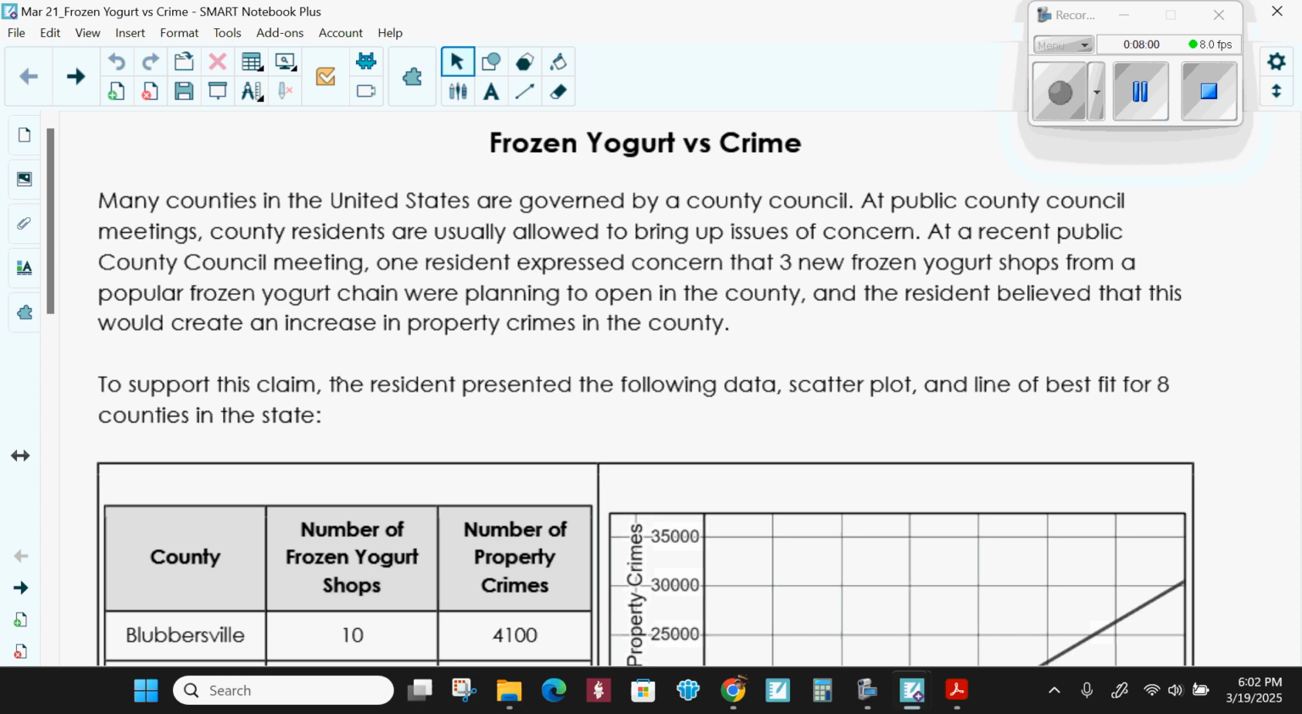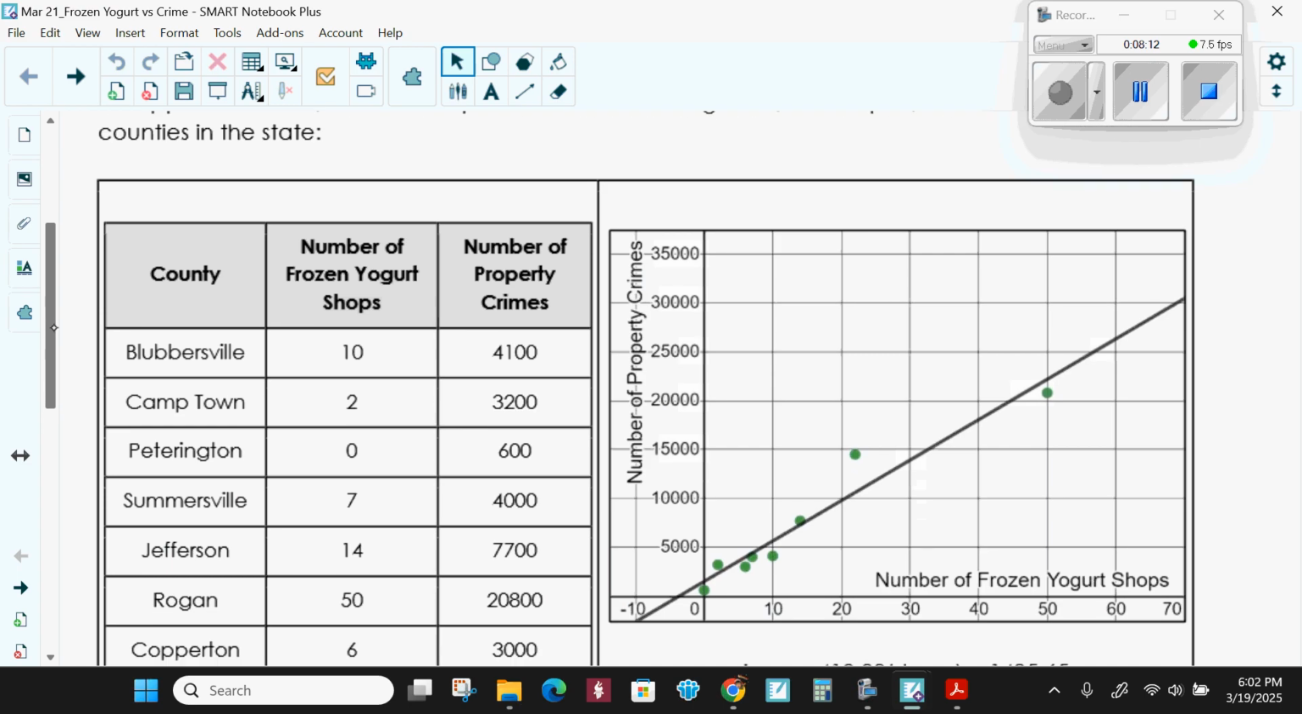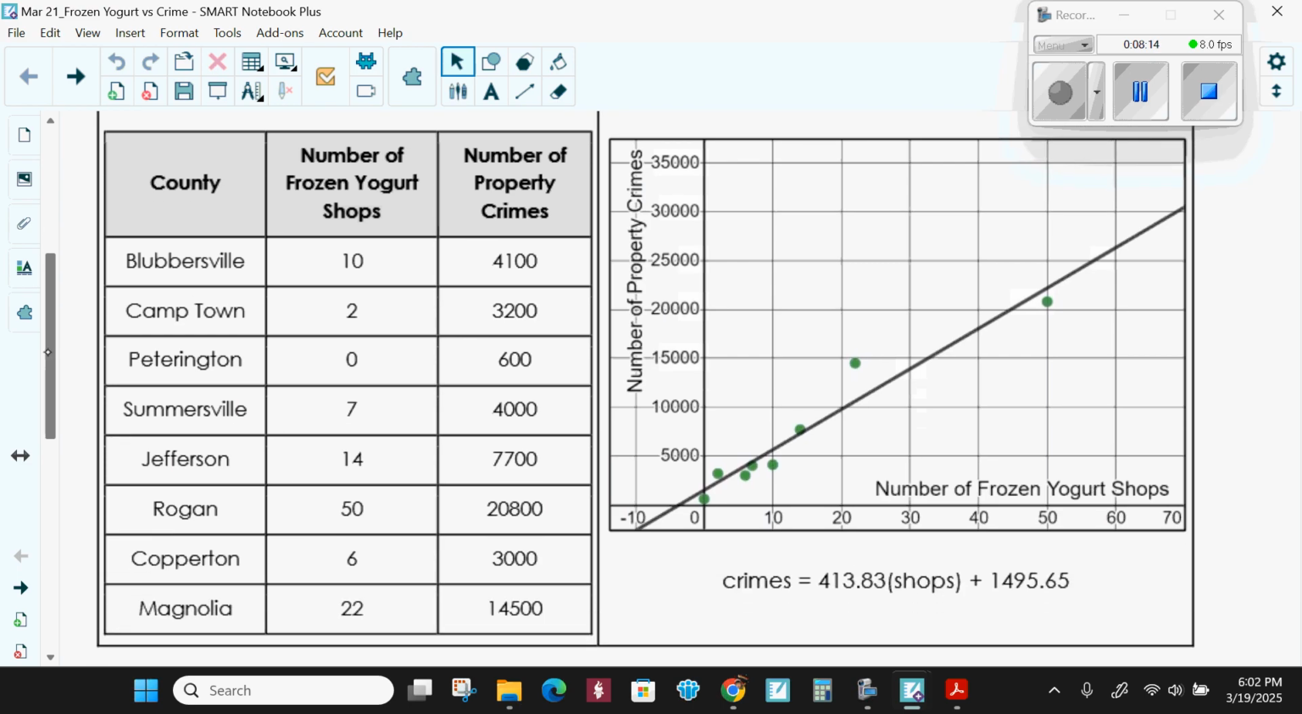So this person brought up the fact that there's going to be 3 new frozen yogurt shops in the county, and they believe that it would create an increase in property crimes. They brought this data and scatterplot to show that in surrounding counties, the number of yogurt shops they have and the number of property crimes that are committed in those counties. And so they're looking at this graph here.